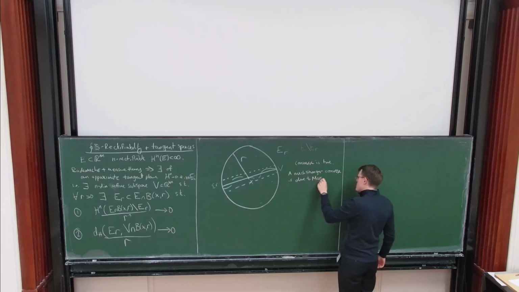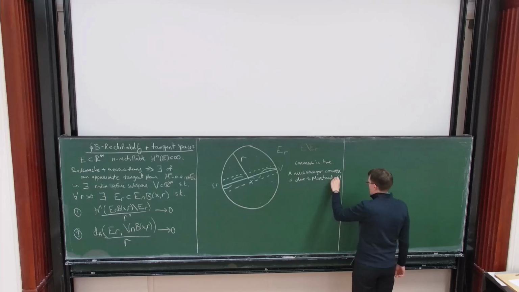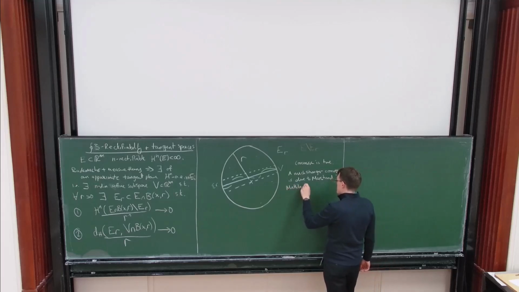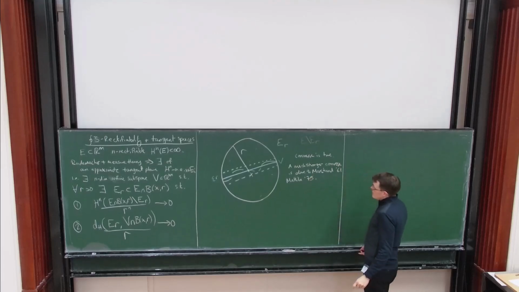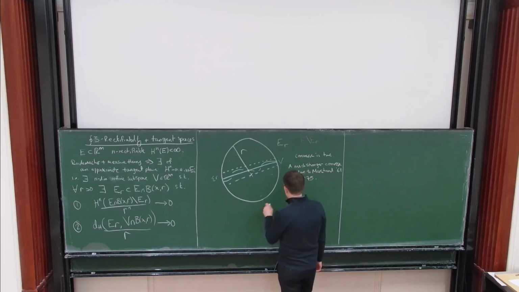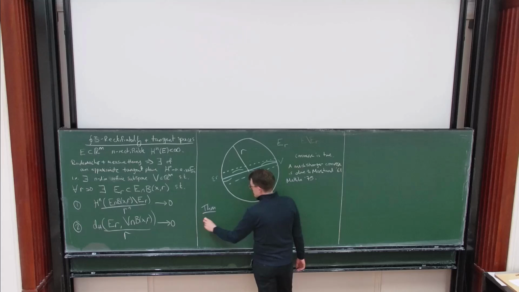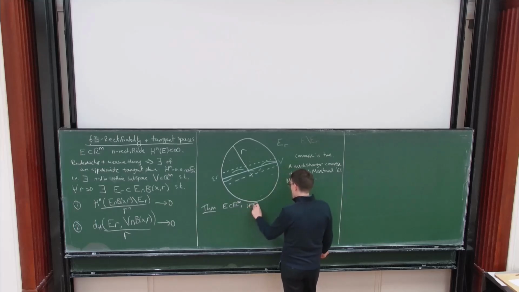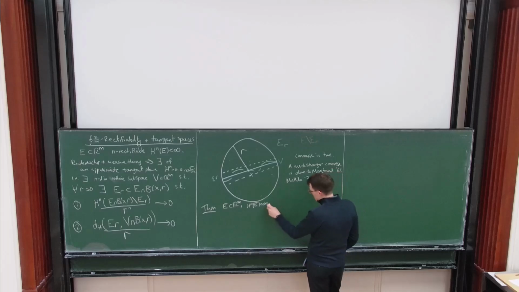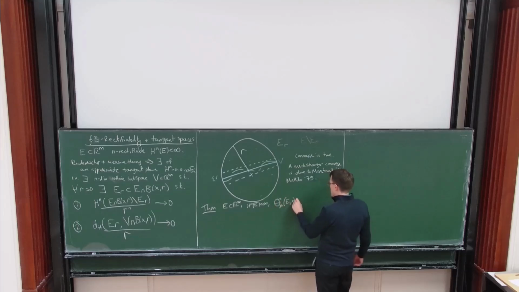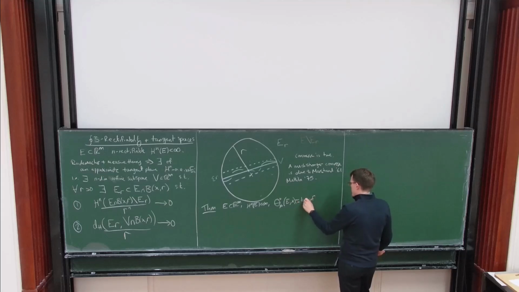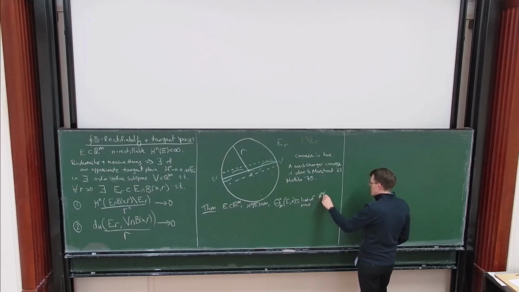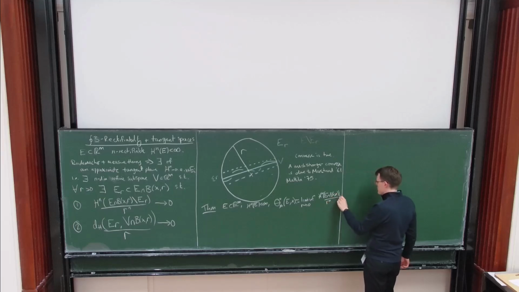Due to Marstrand in '61 and after that Mattila in '75. And it says the following. Suppose that we have a subset of Euclidean space, finite Hausdorff measure, and also that it has positive lower density almost everywhere. So this quantity, which is the limit inferior of the measure of balls divided by r^n, is positive.